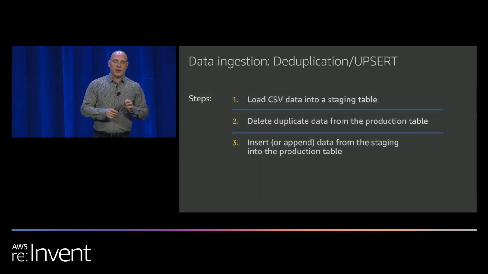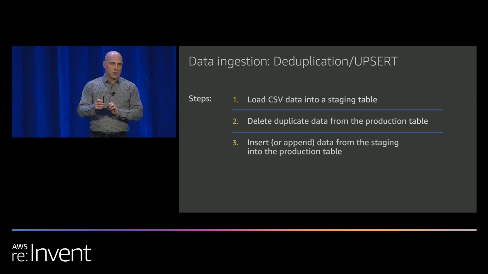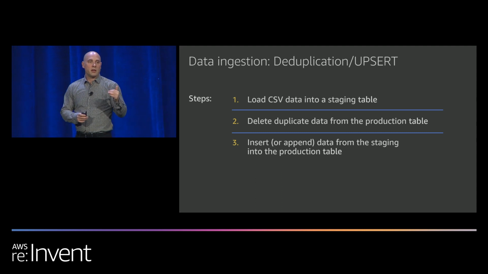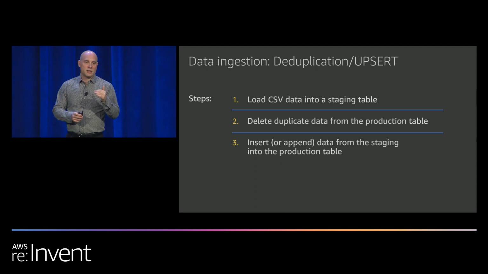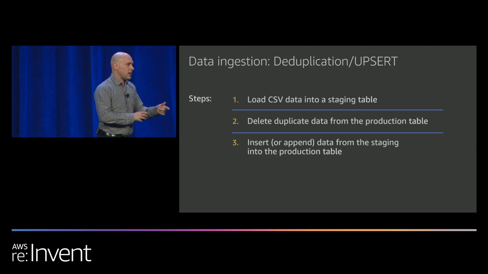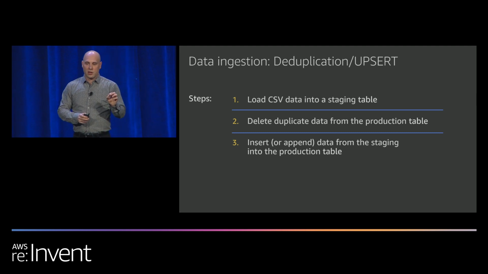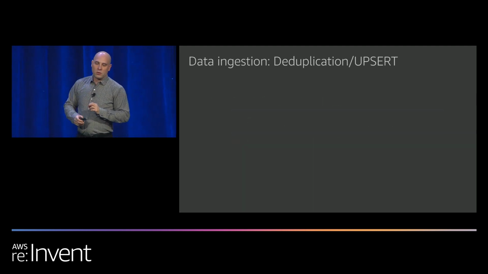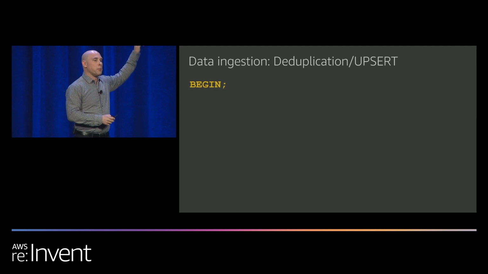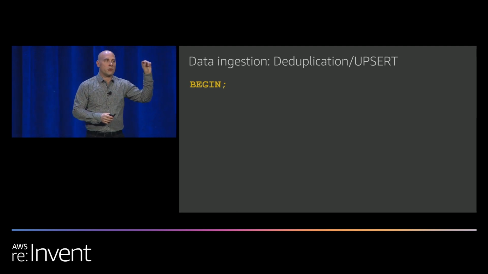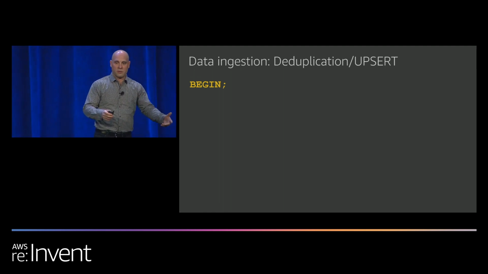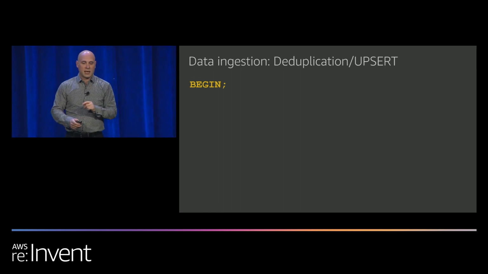The workflow is that I'm going to load the data into a staging table, that CSV, with a copy statement. I'm then going to delete the duplicate records out of my production table, and then I'm going to insert everything out of this staging table into my production table. So those are the steps that I'm going to go through. Now, the SQL for it, I'm going to start a transaction. And the reason I'm going to do this is, remember I was talking about wrapping workflows in a transaction, to reduce the number of transactions. It's going to start with a begin statement here.